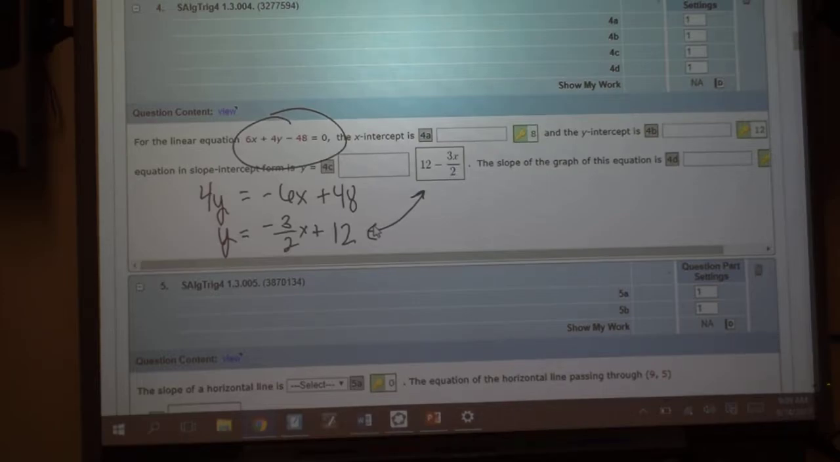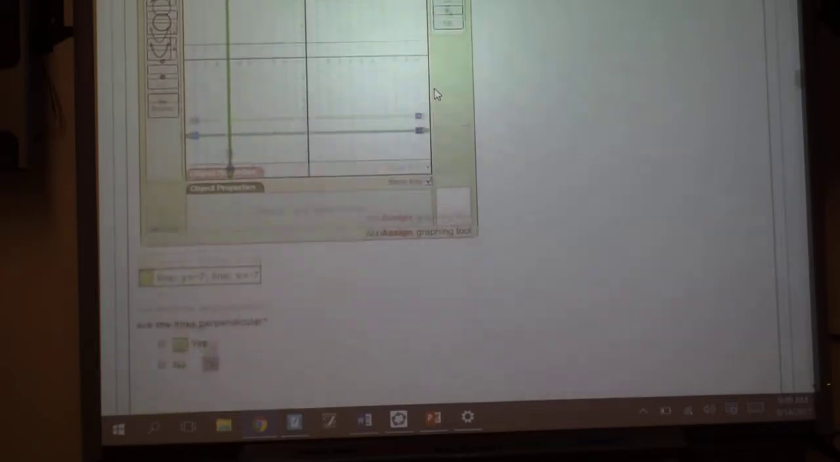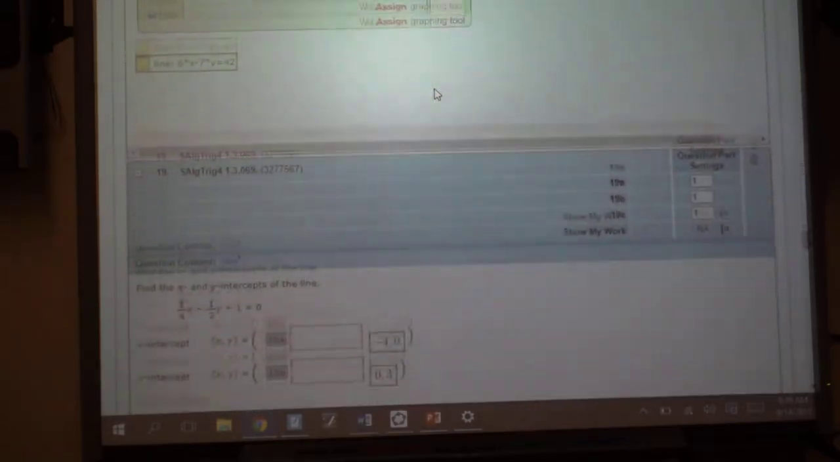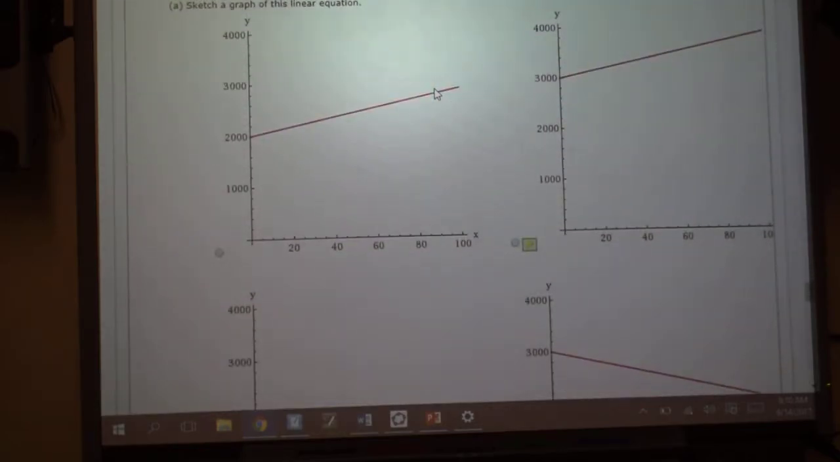What was the next one you want to see? 20. Is that the one with the story problem? No, it's perpendicular. Okay. Well, I was like, I know how to do this, and then I kept getting it wrong. So I was like, maybe I don't know how to do this.